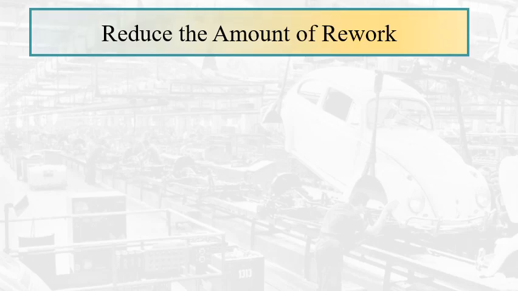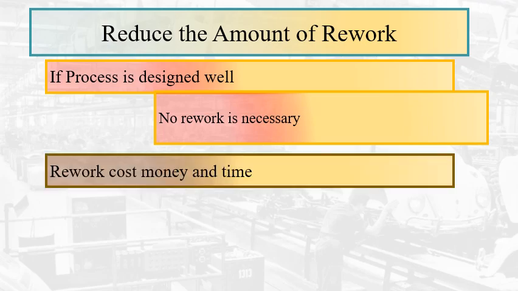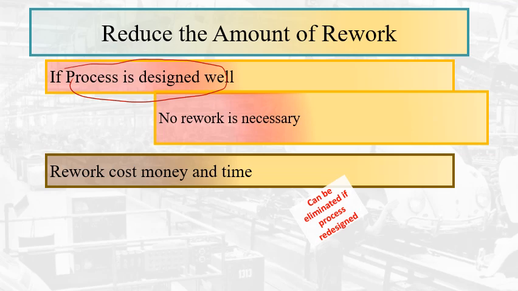So reducing the amount of rework, obviously, if the job is done right the first time, then there is no need to do rework. And that's probably the most important method, is to design the process well. So this is why we study processes, and we try to see how they could be done better, so we don't have to do any rework, because rework will cost money.